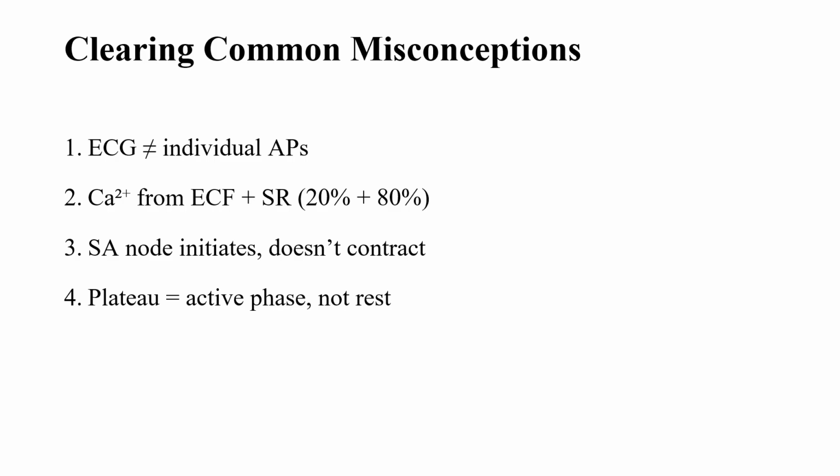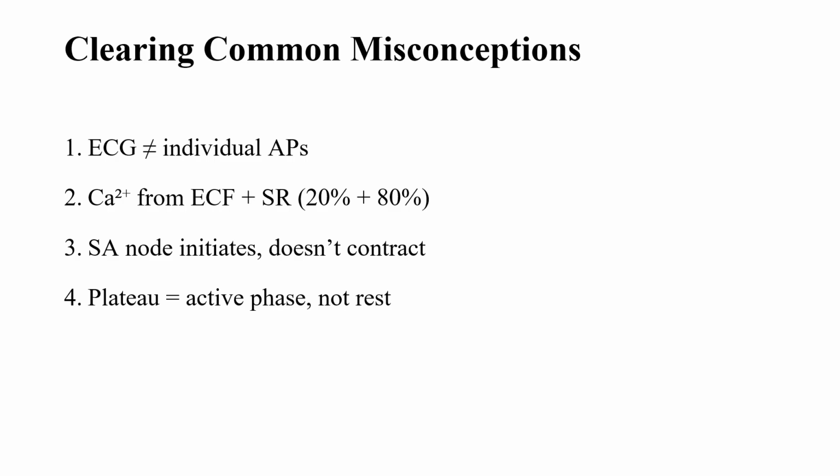2. Calcium comes from both the extracellular fluid and the sarcoplasmic reticulum, about 20% and 80% respectively. That small influx of extracellular calcium ions through L-type channels is what triggers the larger release from the SR, the process called calcium-induced calcium release. Without that 20% trigger, contraction will be weak or absent.